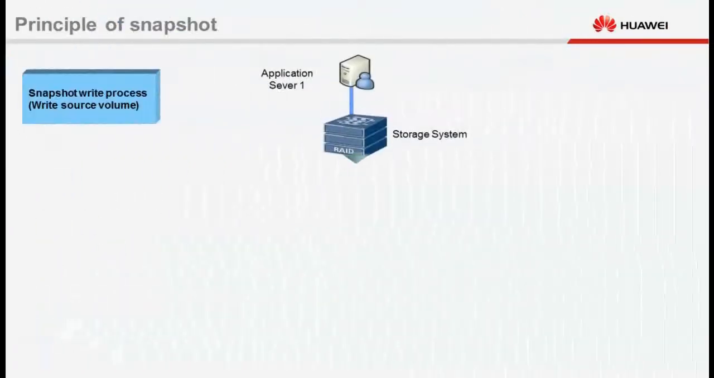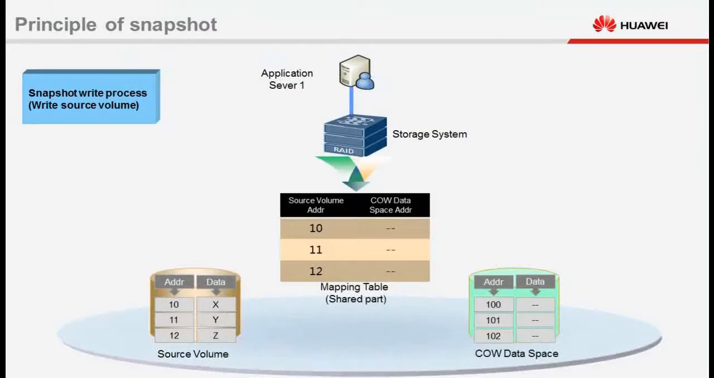When a snapshot is activated, the storage system automatically creates a mapping table. Before new data is written to the source volume after the snapshot point in time, all address pointers in the mapping table point to the source volume and the COW data space is empty.